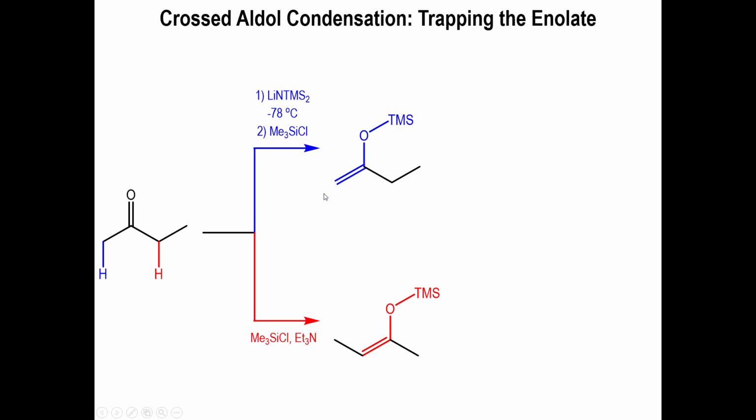And so if you want the less substituted enolate, then you use the bulky base at low temperature, and you follow that up by introducing trimethylsilyl chloride. That will trap the less substituted enolate. Alternatively, you can react your ketone with trimethylsilyl chloride from the get-go, as well as triethylamine, and this will give you the more substituted enolate also from the get-go. So once you get to those two products, then you can introduce an aldehyde, a ketone, anything you want.